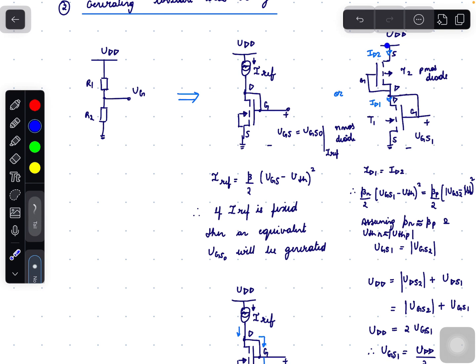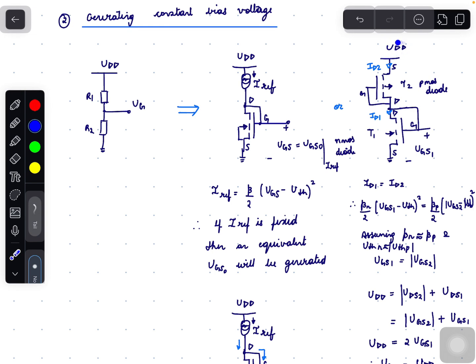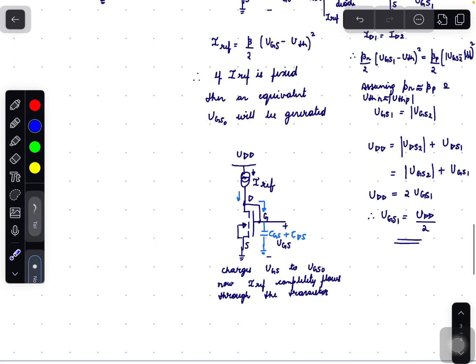And applying KVL in this loop, we can say that VDD equals the source to drain voltage of 2 plus the drain to source voltage of 1. So VDD equals the magnitude of VDS2 plus VDS1. Since drain and gates are shorted, we can write VDD equals VGS2 plus VGS1.